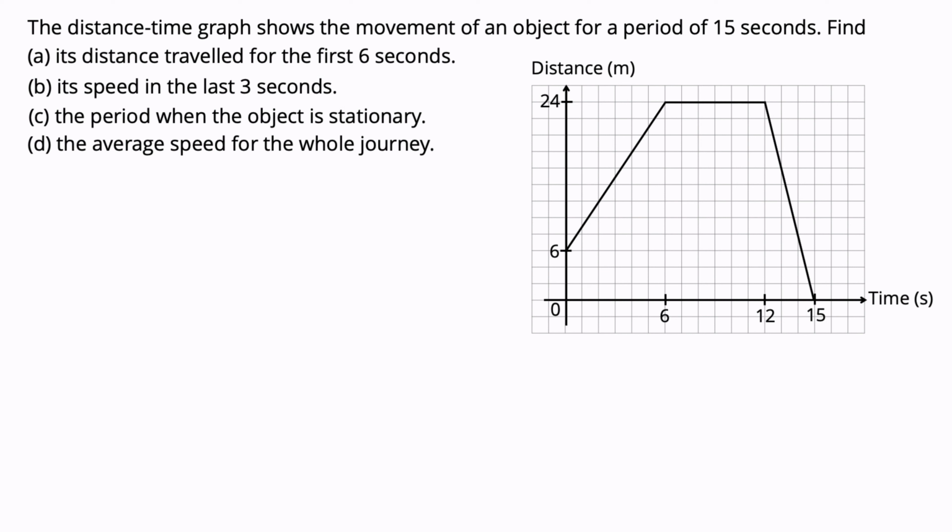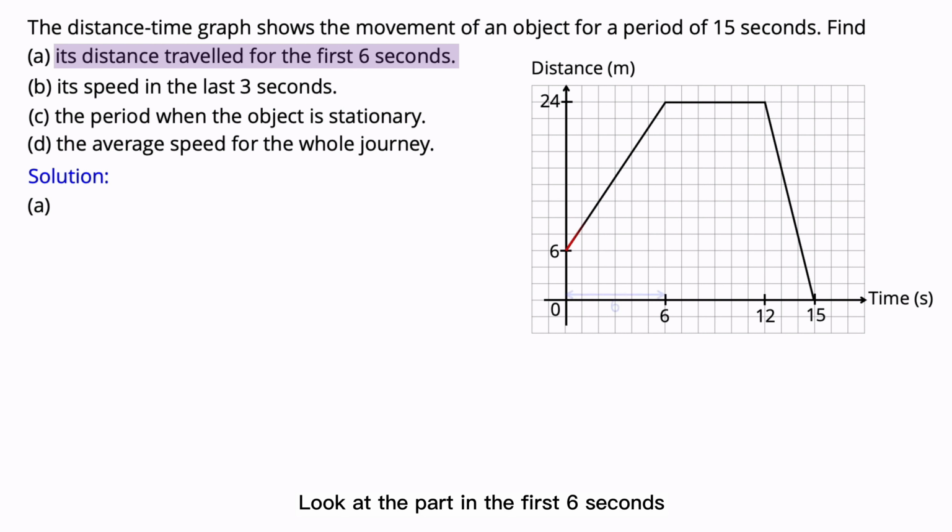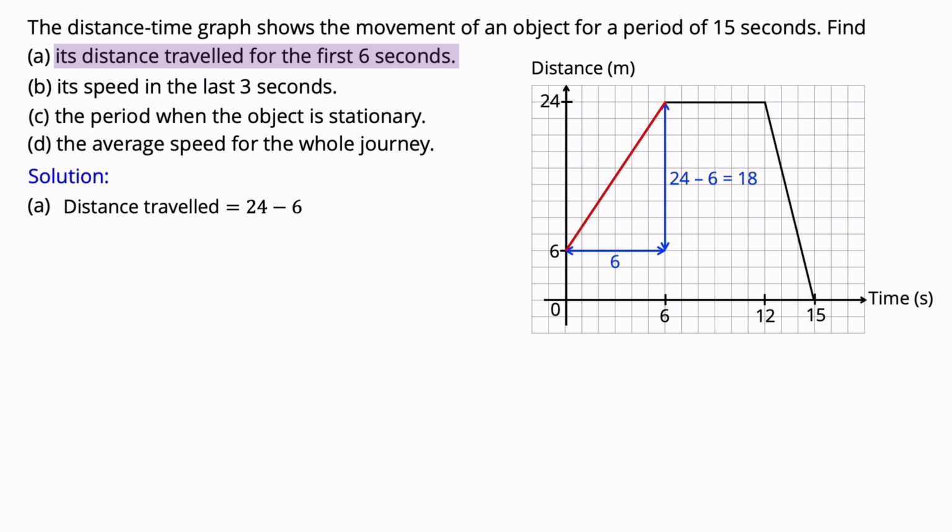Next, look at the graph. The distance time graph shows the movement of an object for a period of 15 seconds. Find its distance traveled for the first 6 seconds. Look at the part in the first 6 seconds. We can figure out the change in distance is 18 meters. 24 minus 6 equals 18. The distance traveled for the first 6 seconds is 18 meters.